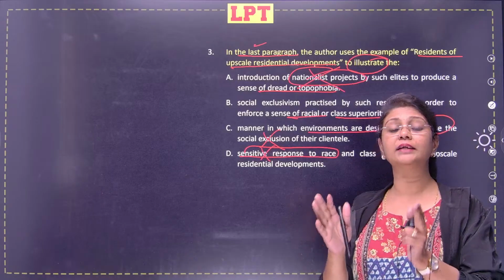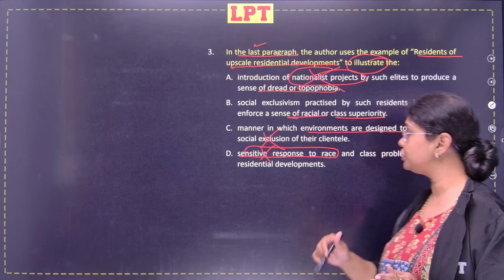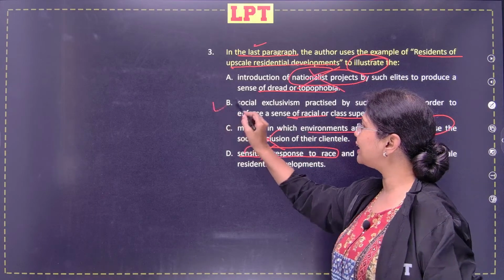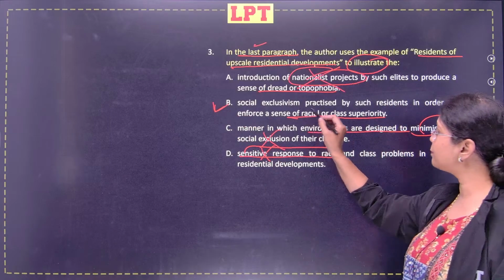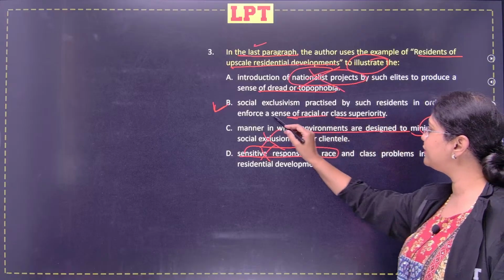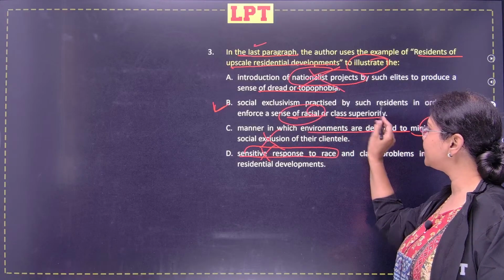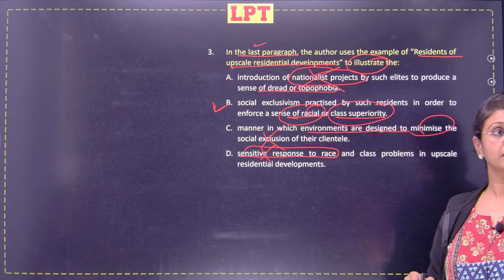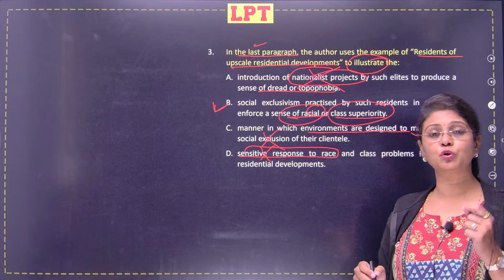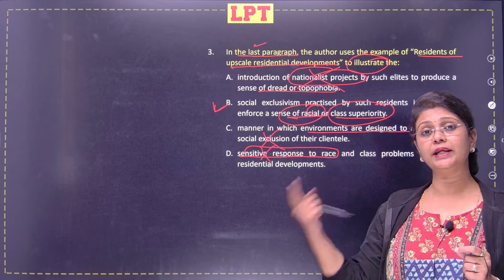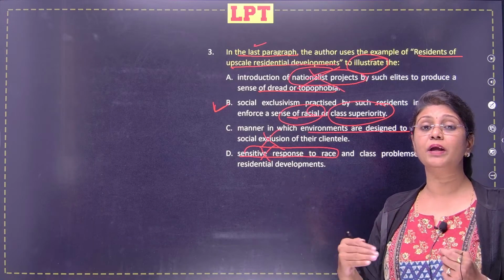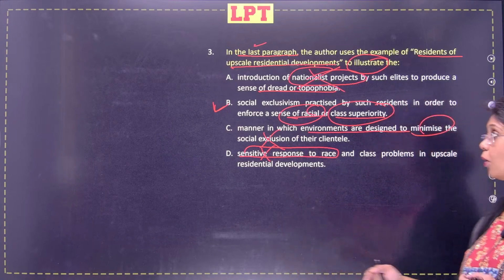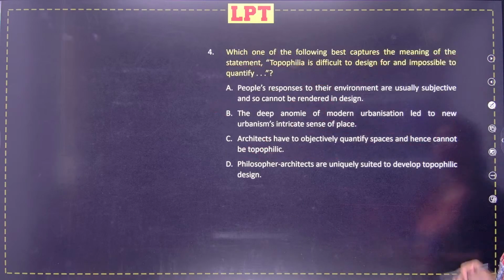So when you look at what information has been given to us, the closest answer that you can get here is option number B, which is social exclusivism practiced by such residents in order to enforce a sense of racial or class superiority. Guys, for those of you who have joined now, please make sure that you read the passage from the beginning till the end so that you have an idea how we have arrived at an answer. Let's go to the next question, question number 4.